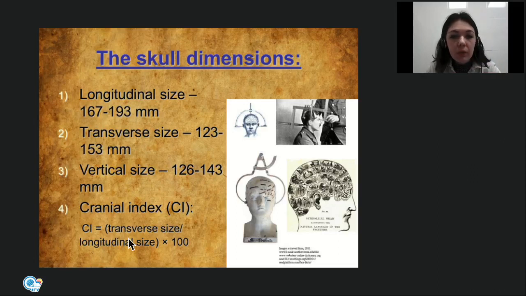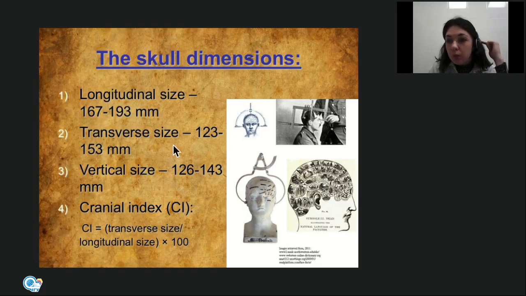There are several skull dimensions which can be measured by a special device that is named craniometer. It has two branches and a centimeter line from inside, from the base. And so we can measure longitudinal size of the skull. On average, it comprises from 167 to 193 millimeters. Longitudinal size is from the external occipital protuberance up to the glabella. So here we can see this is longitudinal size.